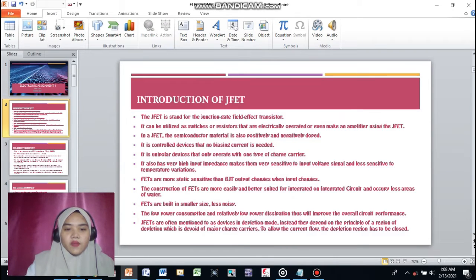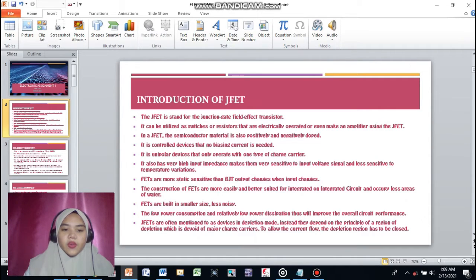The introduction of JFET. JFET stands for junction gate field effect transistor. It can be utilized as a switch or as an electrically operated transistor to implement and amplify. In a JFET, the semiconductor material is positively and negatively doped. It is a voltage-controlled device, so no biasing current is needed. It is a unipolar device that only operates with one type of charge carrier.